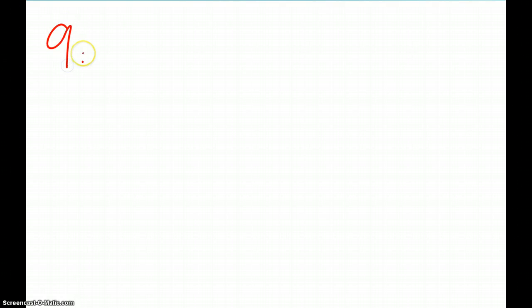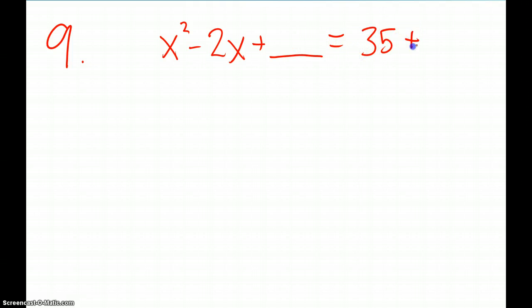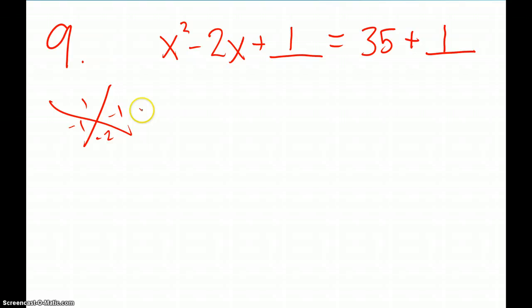Number 9. x squared minus 2x plus something equals, you got to move that 35 to the other side. When you move it to the other side, it becomes positive, plus something. Chop this in half, I get negative 1. Negative 1 times negative 1 is 1. Add it to one side, I got to add it to the other side. What multiplies to 1 and adds to negative 2 is minus 1 and minus 1. Whatever you just chopped in half. So x minus 1 squared, it better be the same thing, else we didn't do what we were supposed to.